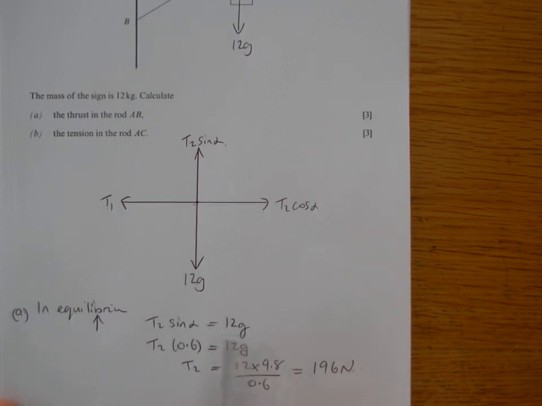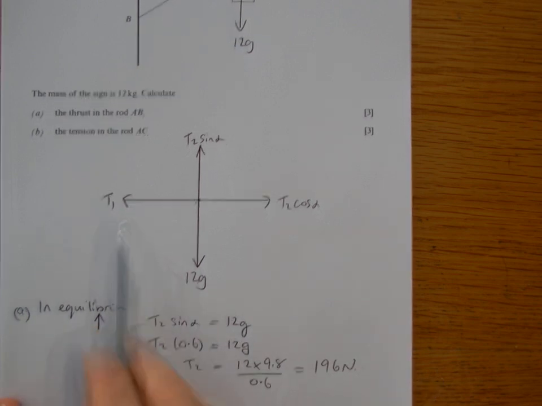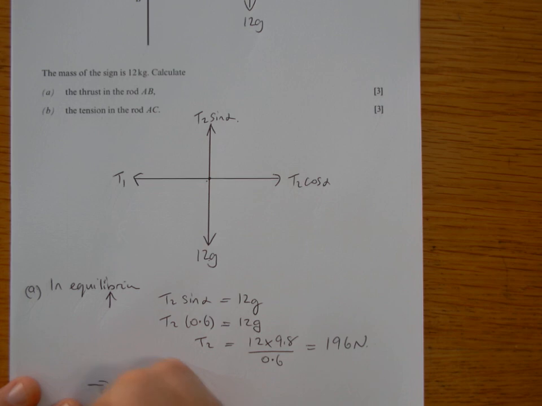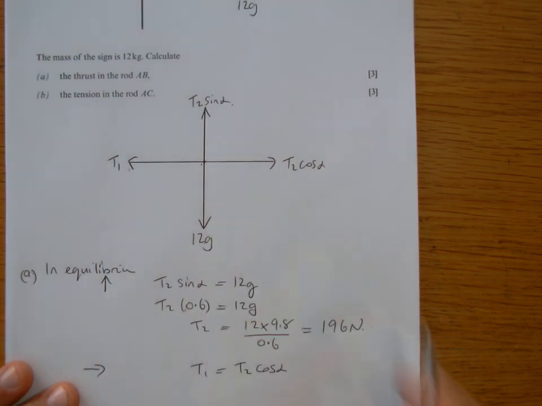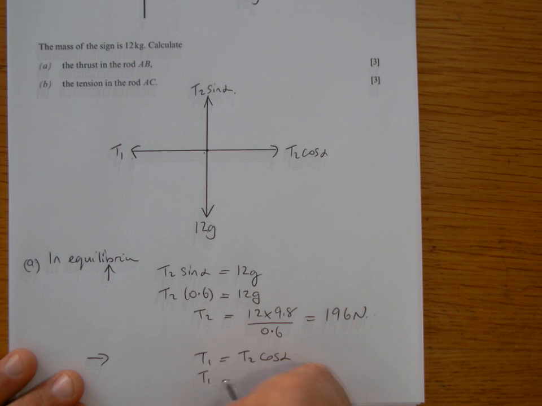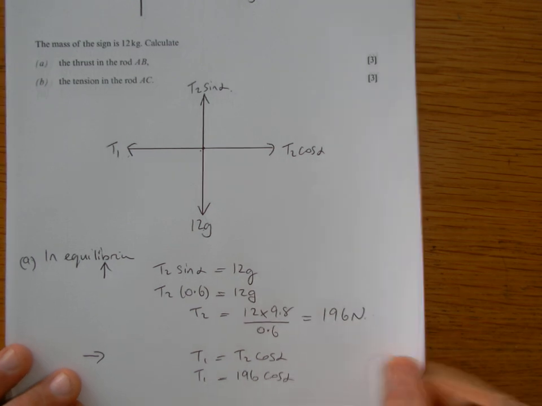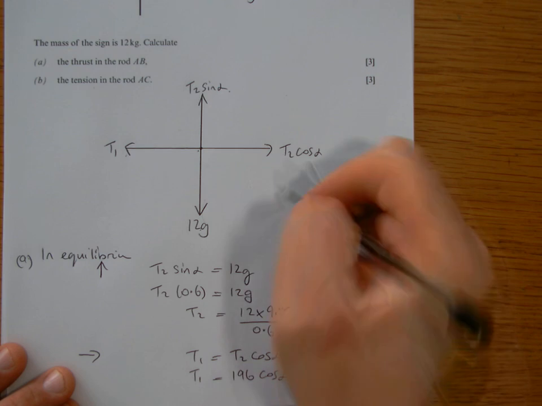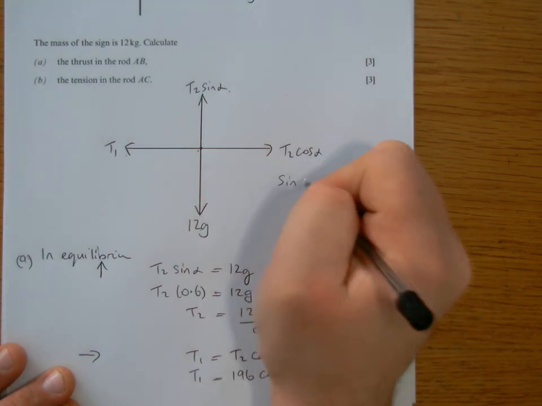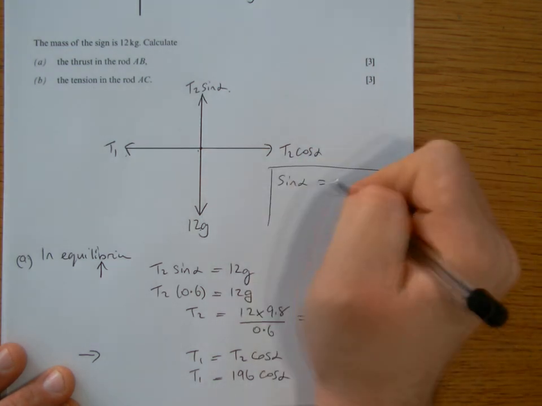The next thing is to work out what T1 is, the tension. So when we resolve in the horizontal direction, we can say quite simply that T1 is equal to T2 cos alpha. That will balance this. Now I know that T2 is 196. I just need to work out cos alpha. They don't tell me what cos alpha is, but they do tell me what sine alpha is. They've said that sine alpha is 0.6.